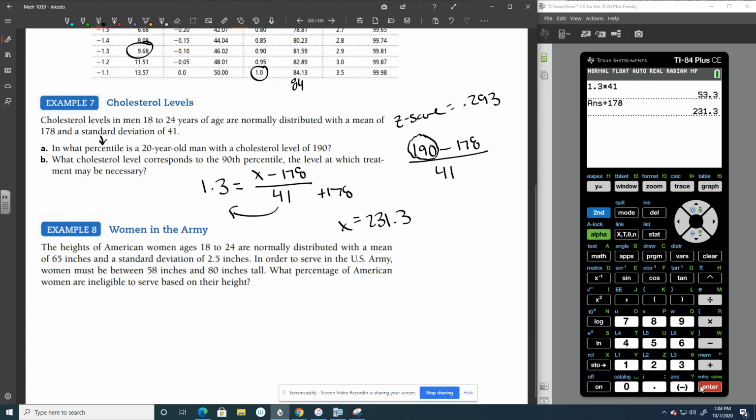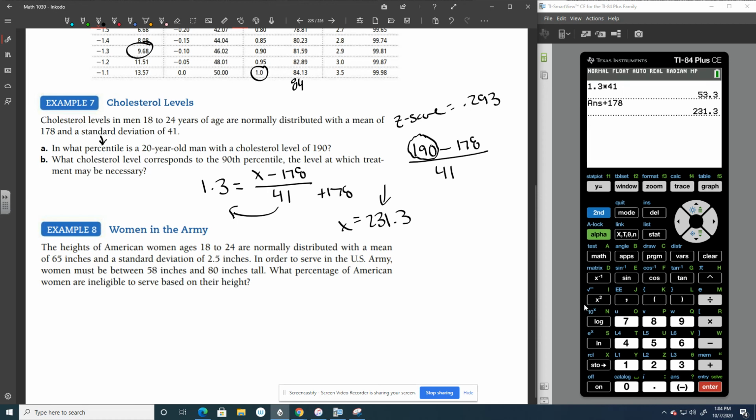So if you have a cholesterol of 231, you have a higher cholesterol than 90% of everybody. That seems like it's a pretty high cholesterol. I would imagine that's not a very good thing to be one of those people.